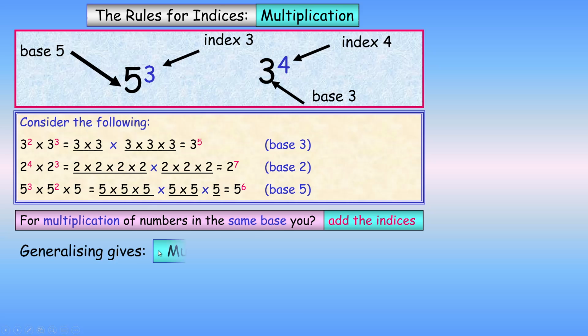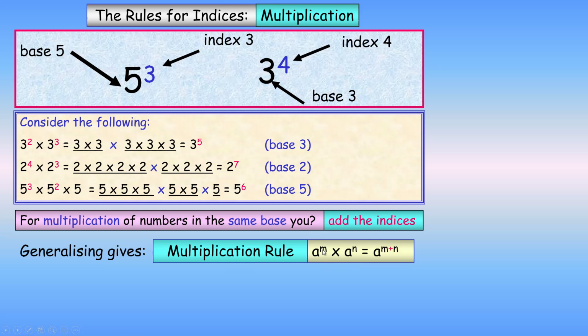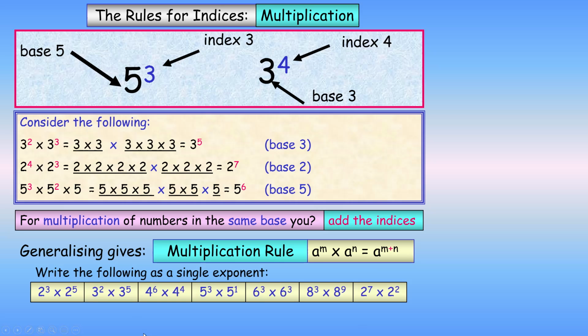So we can write in general form. It's called a multiplication rule. A to the power of m, any number to the power of m, times the same base number to the power of n, means we can write a to the power of m plus n. That's our index law. So I've got a few questions for us to do to practice.